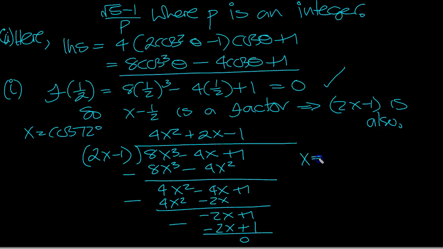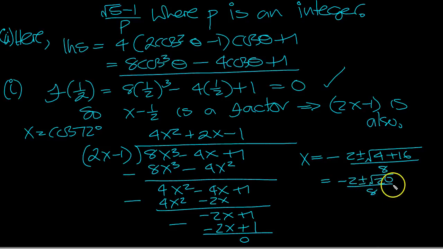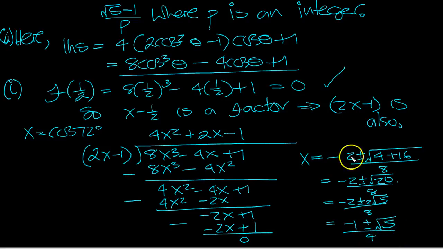So here x is equal to, then the solution of this is minus b, plus or minus the square root of b squared is 4, minus 4ac, plus 16, over 2a. Minus 2 plus or minus the square root of 20 over 8. This is 2 root 5. So it's minus 2 plus or minus 2 root 5 over 8, which is equal to minus 1 plus or minus root 5 over 4. Okay, so there's our solutions.